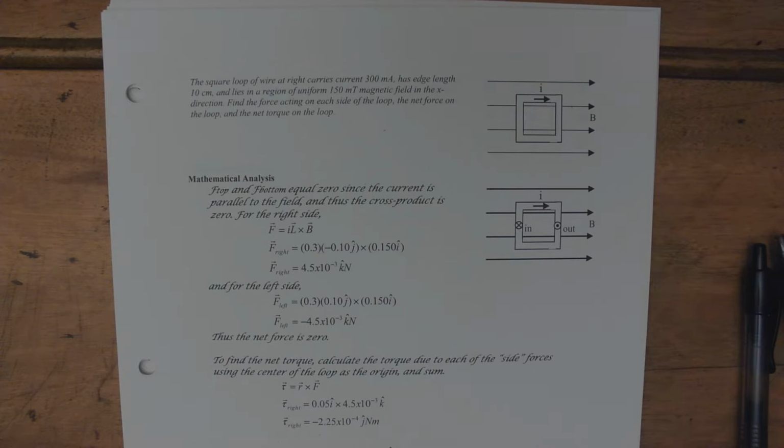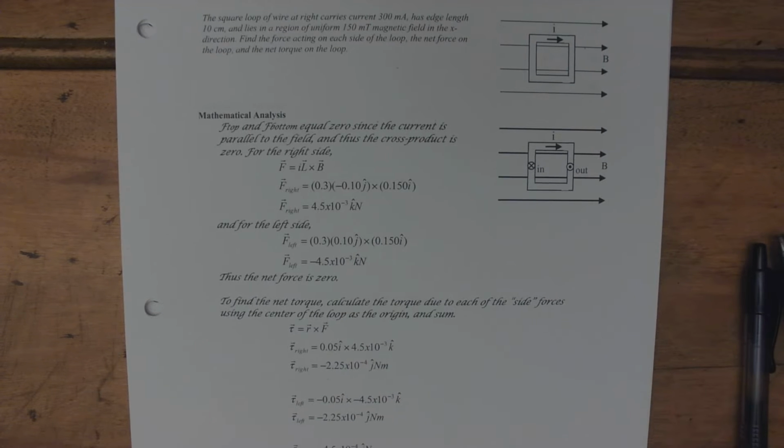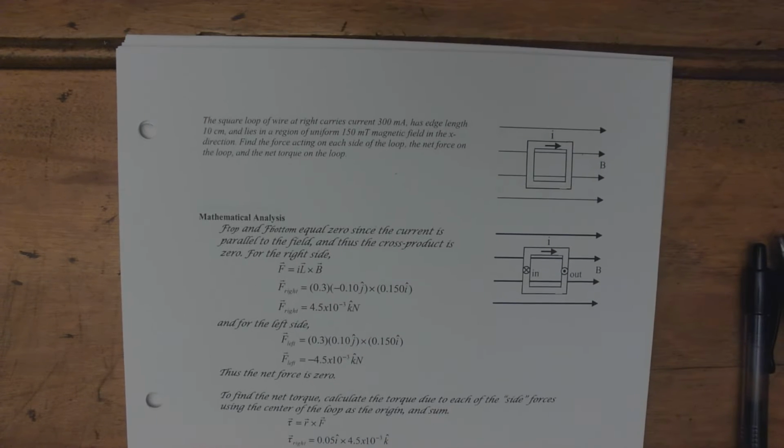This is problem 40 from the magnetic force. As you can see, this problem is already done for you in the textbook. But I'm going to do it symbolically. It's supposed to be a square loop of wire. I'm going to make it a rectangle.